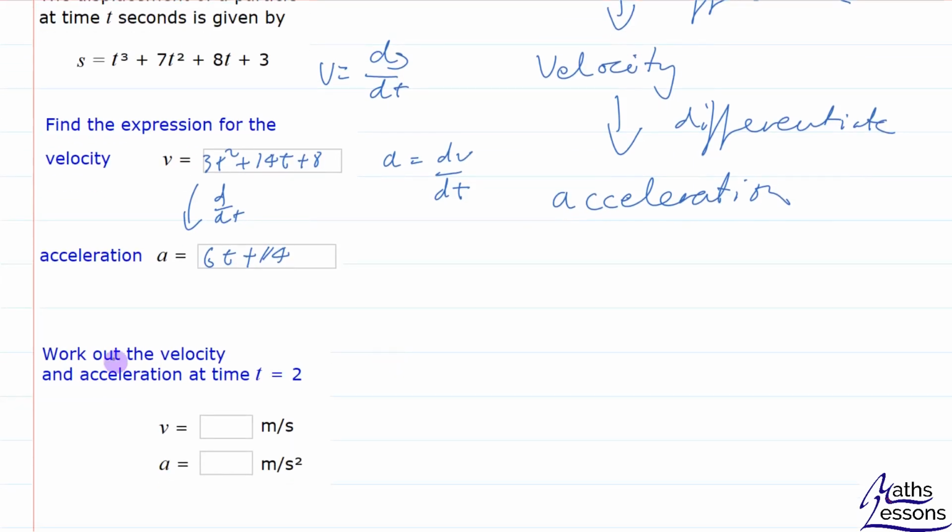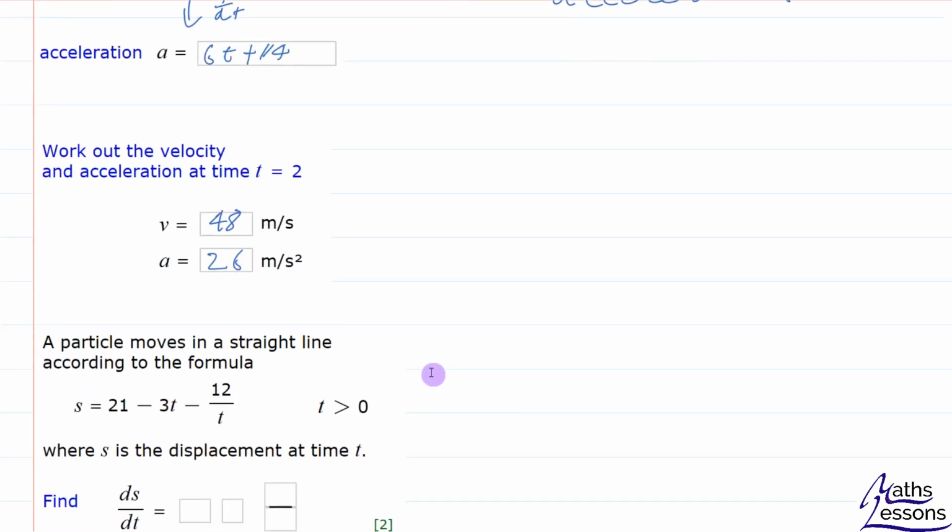So it asks us to work out the velocity and acceleration when the time is equal to 2. When the time is equal to 2, the velocity is going to be 3 times 2 squared, 4 times 3 is 12, plus 2 times 14 is 28, plus 12 is 40, plus 8 is 48. And if you want to find the acceleration, 2 into there, 2 times 6 is 12, plus 14 is 26.